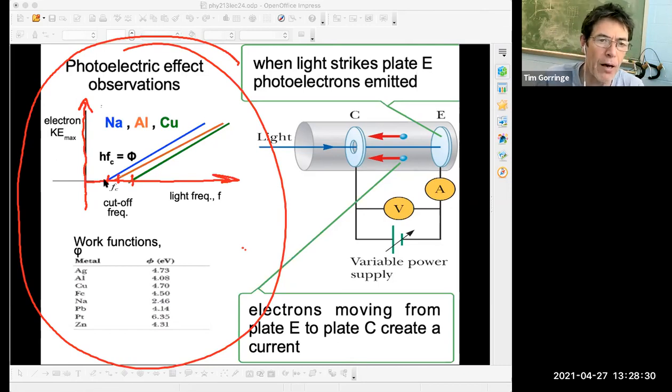Once you get above that frequency cutoff for the aluminium, for the sodium, for the copper, as you further increase the light frequency, you further increase the kinetic energy of the electrons. And so that's the kind of experimental results from the photoelectric effect.